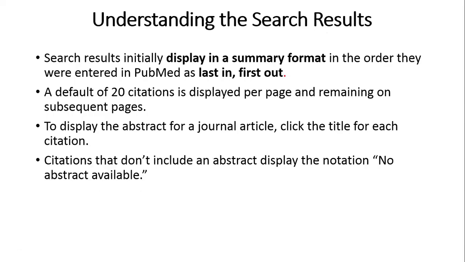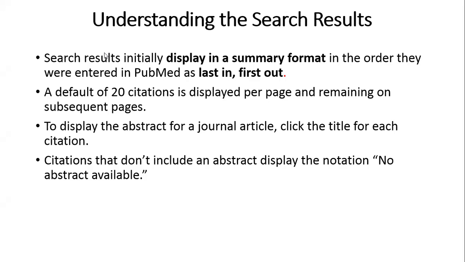Next thing that I wish to talk about is how you interpret what you have got. How do you understand your search result? The search results are initially displayed in summary format, in the order they were entered in PubMed. That is, last in would be first out. By default, 20 citations are displayed per page and the remaining are displayed on subsequent pages. So you would have to hit the next button in order to see the subsequent search results.